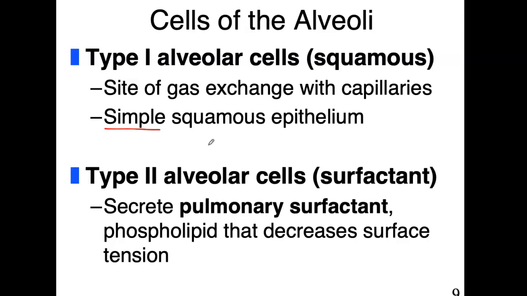Type 2 alveolar cells are surfactant cells, very important cells within the lung. They are going to secrete this chemical, this pulmonary surfactant. It's actually a phospholipid. And what it does is it decreases the surface tension.